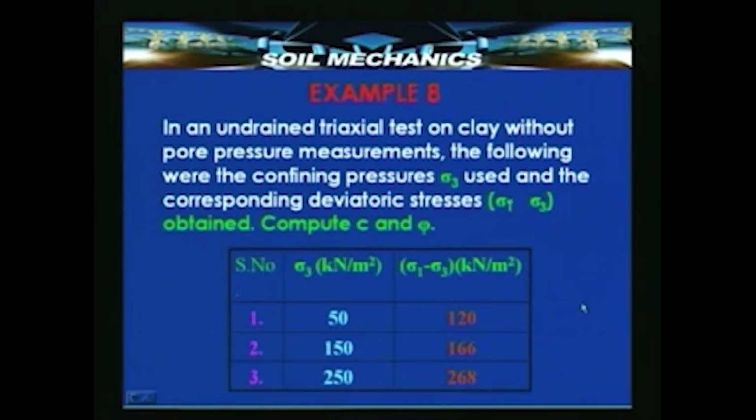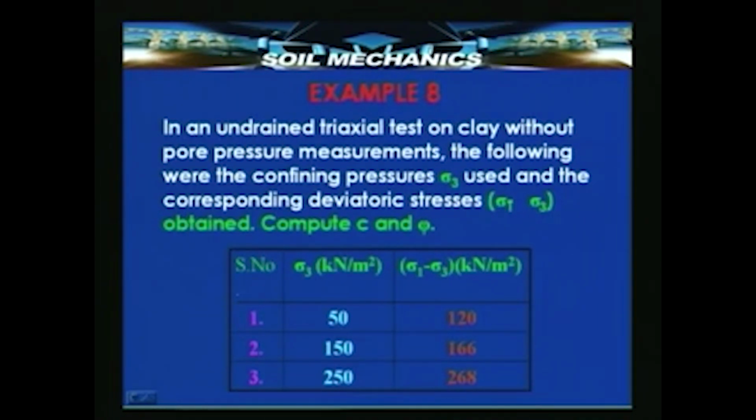In this example, we have data of an undrained triaxial test on clay. Undrained triaxial test means drainage is not permitted. Obviously, it means that the stresses which we have are all total stresses. And incidentally, in this example, pore pressures were not measured, and therefore, the stresses which we have are the total stresses, and in order to get the effective stresses, if required, we need to have the pore pressure measurements.